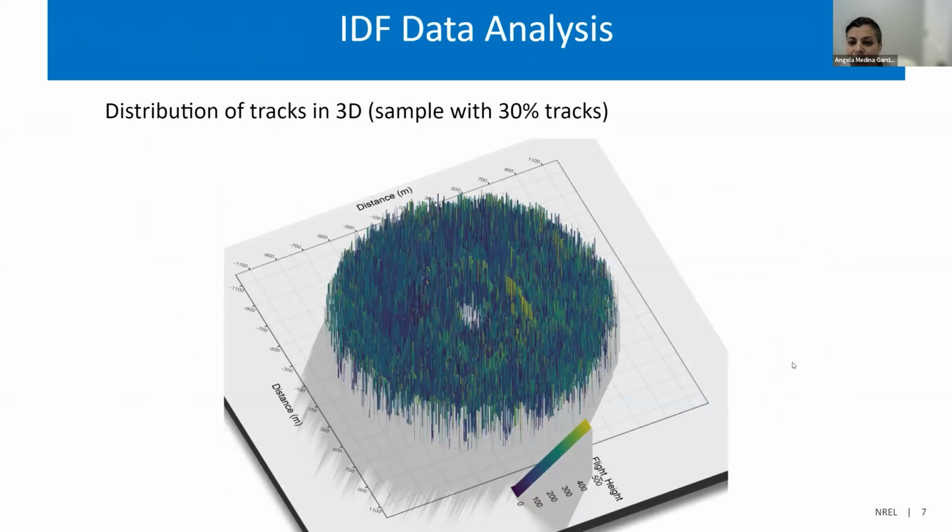Here I'm showing a three-dimensional representation of a subsample with only 30% of the tracks from our working data set. Here again, you can see distance from the tower in both axes. This time, the color represents the flight height, with purple representing lower flight height values and yellow high values.